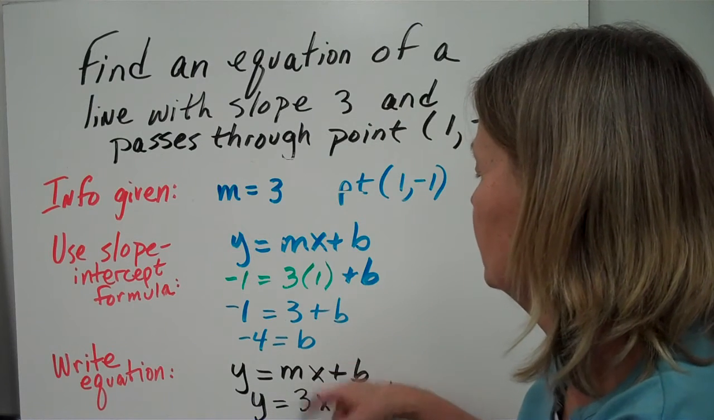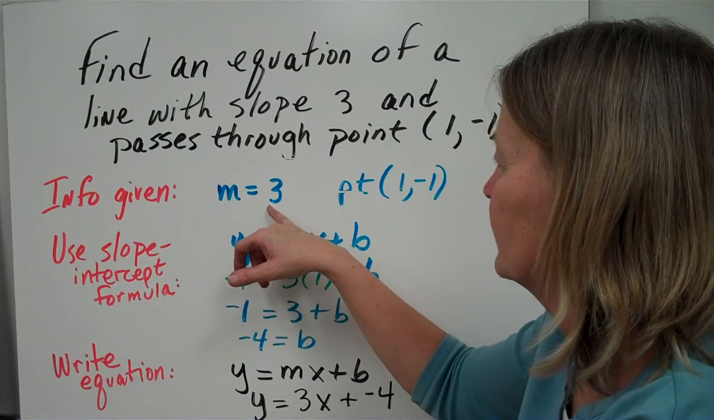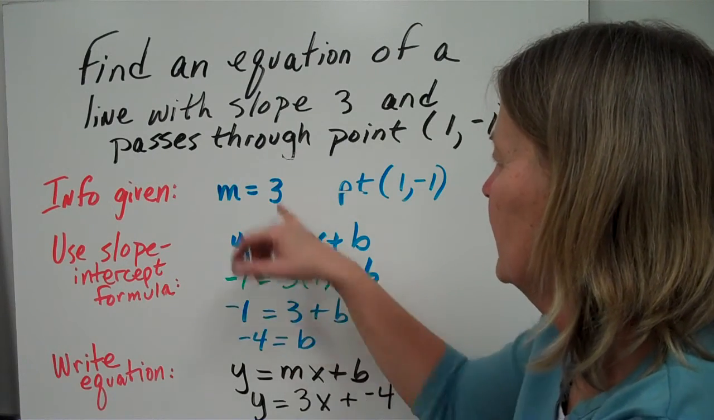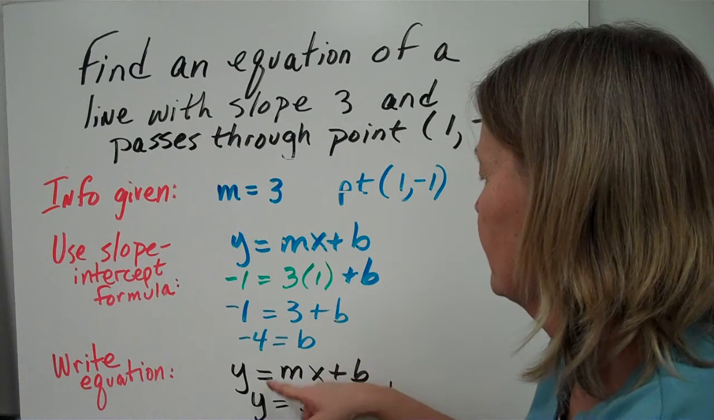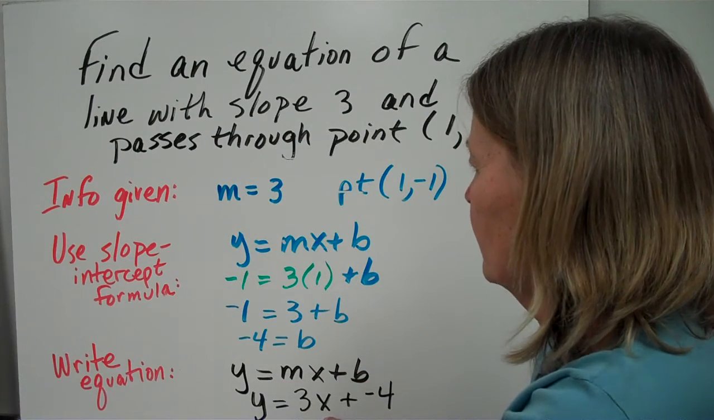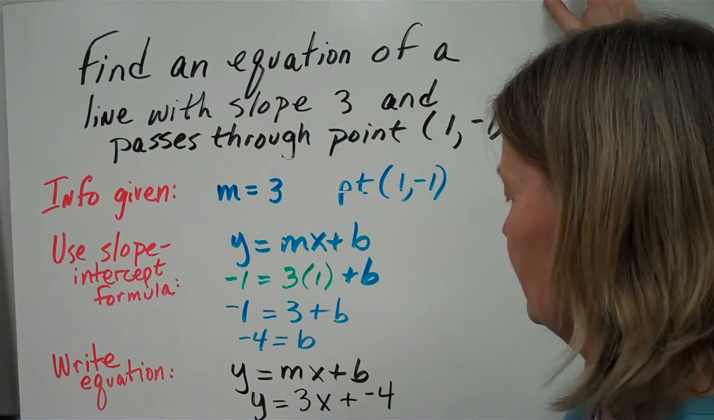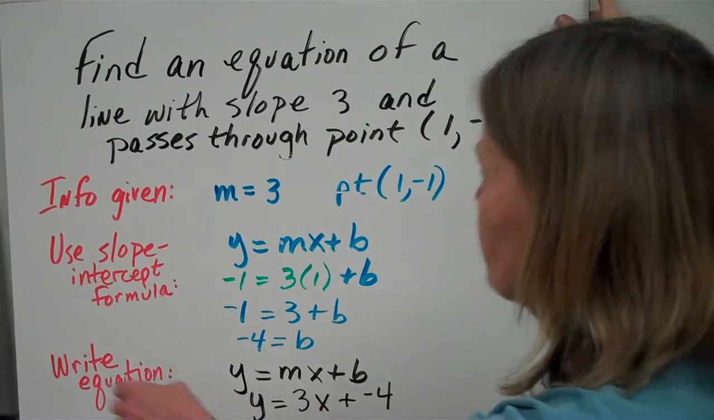We have now found b. Well, we go back to our formula of y equals mx plus b. We know our slope, we know our b, and we fill this value in and the b value, and we get y equals 3x minus 4, or plus a negative 4. So that would be our final equation.